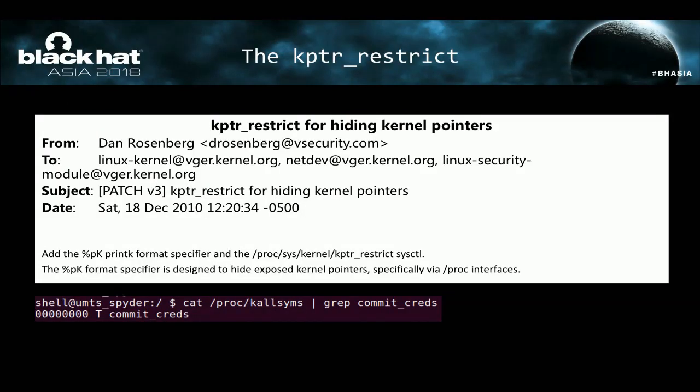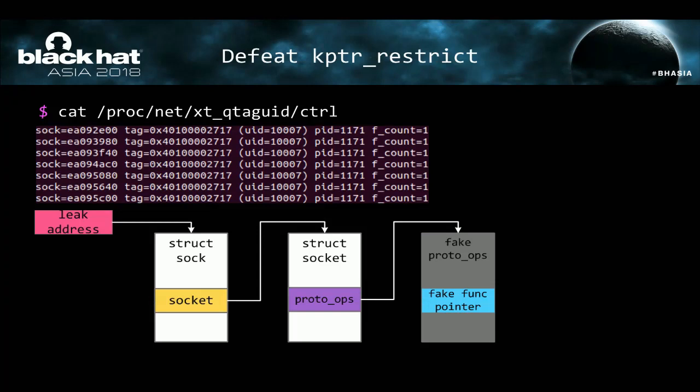In 2010, Dan Rosenberg committed a patch to the upstream. This patch adds a new format specifier into the kernel, which hides the address information of symbols. After that, a researcher found another way to leak the address of a sock in the kernel. We can get it from the xt_qtaguid module. If we know where it is, we can overwrite proto_ops in the socket struct and make it point to the memory we can control.